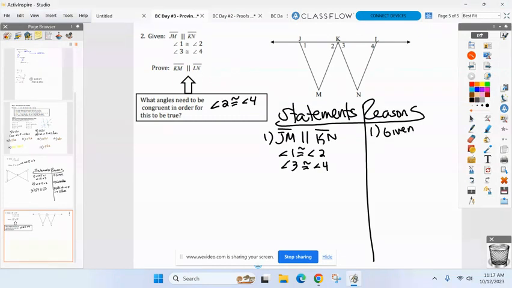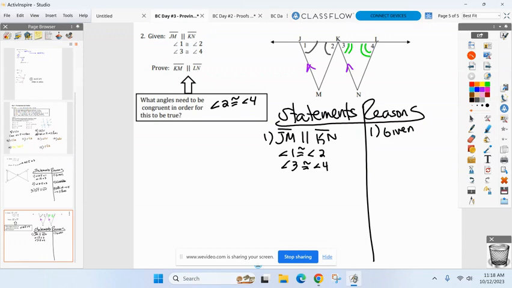Okay, we have a lot going on in the givens. And I want to remind all of you, I provide these givens to use every single one of them. We should never overlook one of them. There's always a reason why. All right, so let me start. JM parallel to KN. Why did I give you those?